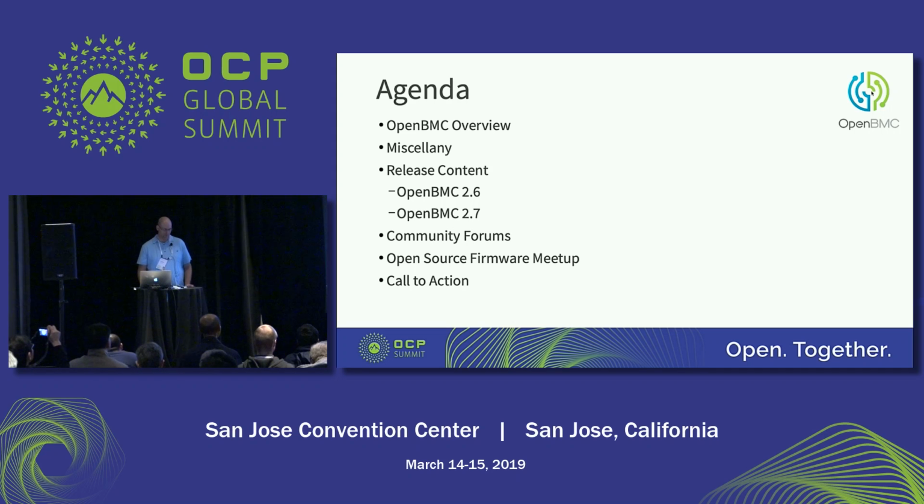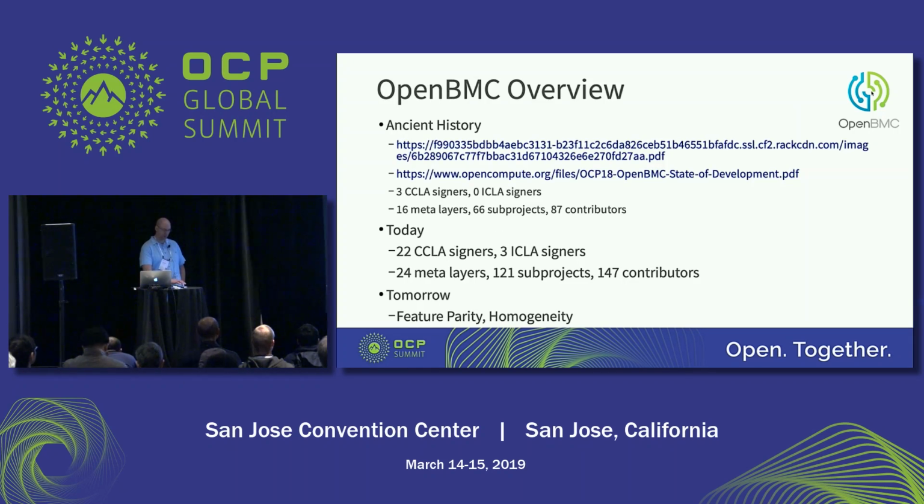So here's a quick overview of what I'd like to cover, to get us in sync for the rest of the talk. I have a couple of miscellaneous topics that I wanted to highlight. I'll talk about the OpenBMC release process and release content, specifically the 2.6 and 2.7 releases. I want to touch on our community forums and how this is where people go to collaborate on OpenBMC. I've got a plug for the open source firmware meetup here at the summit. And then the last thing is a call to action for you, the OCP community.